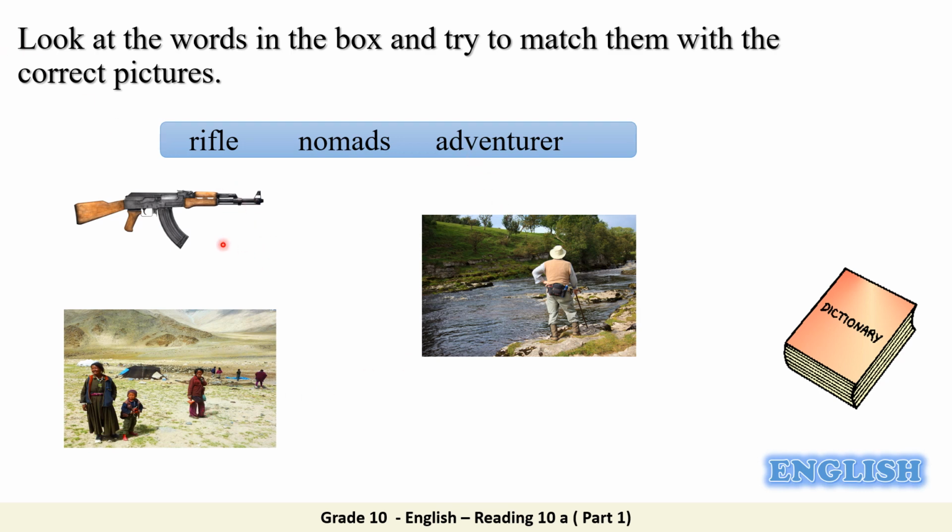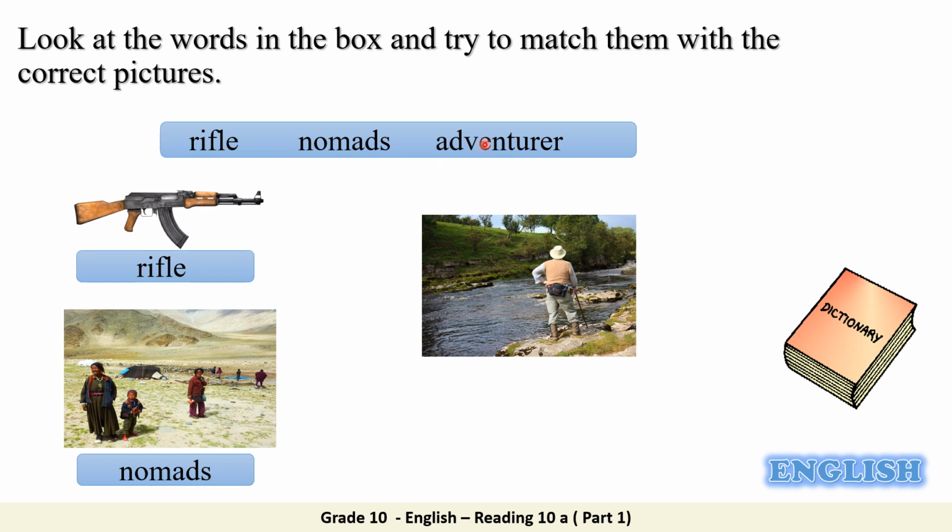And now let's answer together. What's this picture for? That's right, it's for a rifle, which is a kind of weapon. The second word here is nomads. So who are nomads? That's correct. They are a group of people who move from one place to another. They don't stay in one place. So, this is for nomads.